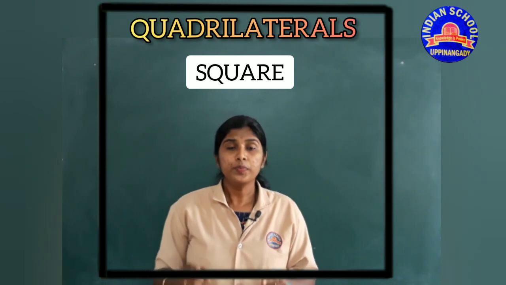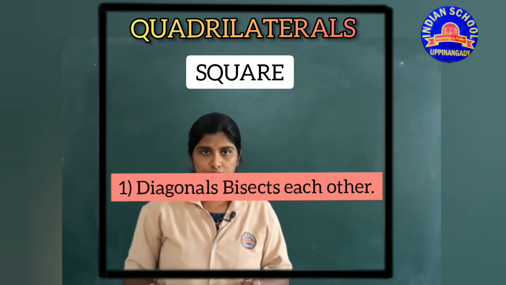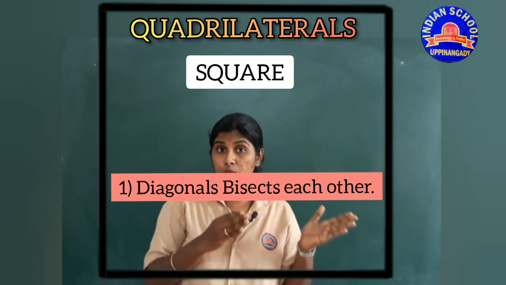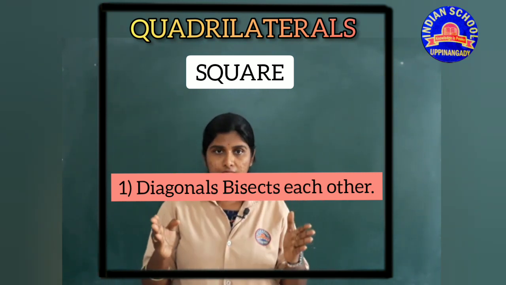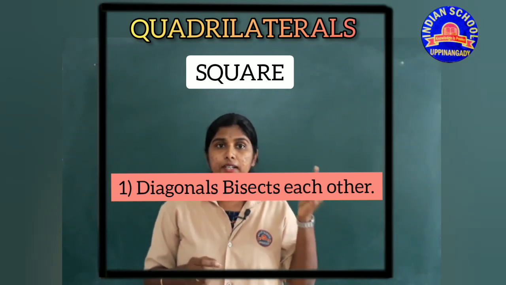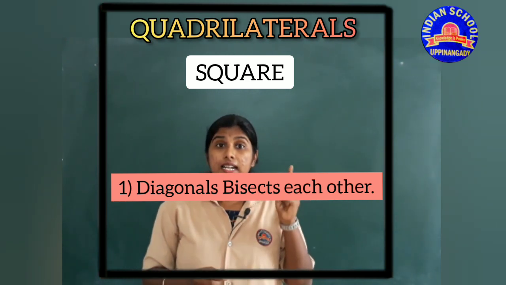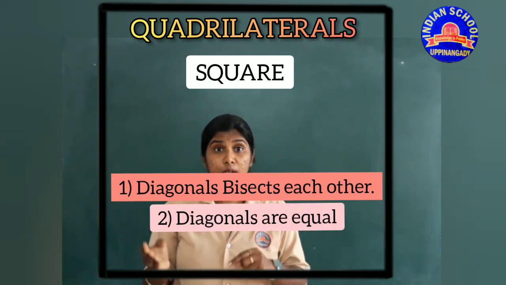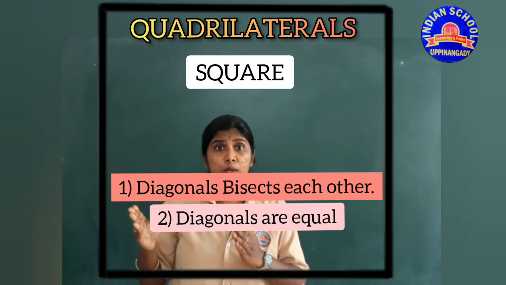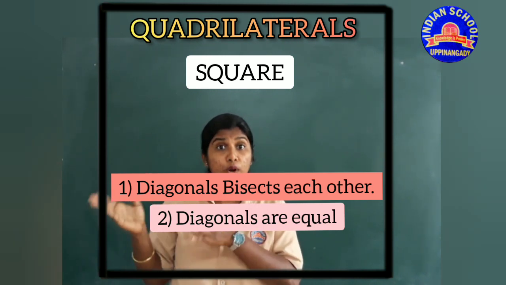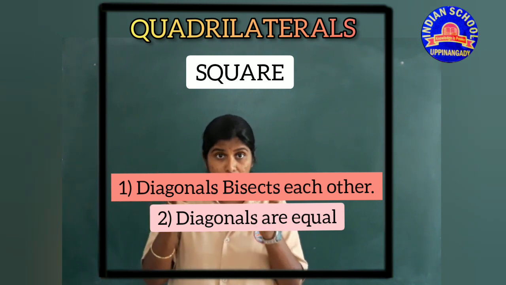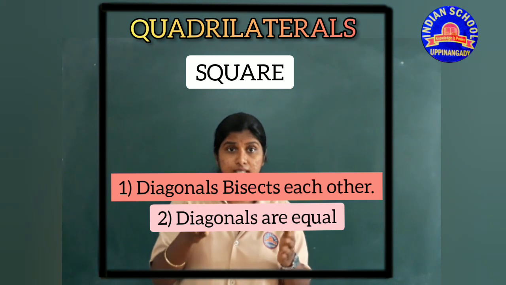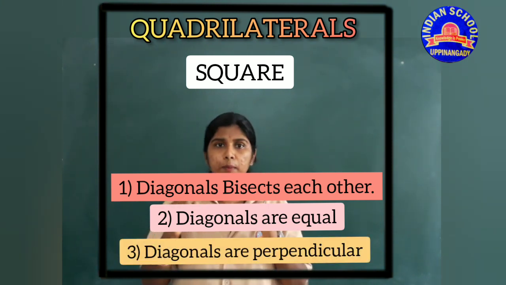So, here also diagonals bisect each other, and the second property, from the rectangle we have modified to get the square. So, the diagonal property of rectangle comes here, that is, diagonals of a square are equal. And the third property is the diagonal property of rhombus, because we have modified that square from the rhombus. So, the diagonal property of rhombus will also be added to this, that is, diagonals are perpendicular.